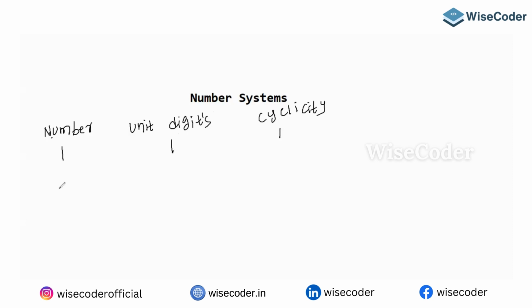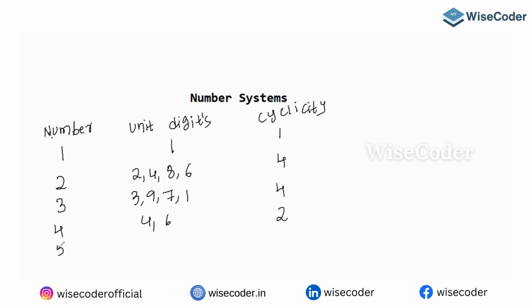Cyclicity is also 1. 2: what are the unit digits? 2, 4, 8, and 6. The cyclicity is 4. 3: what are the unit digits? 3, 9, 7, 1. Cyclicity is 4. For 4, the cyclicity is 2 only. The unit digits are 4, 6.